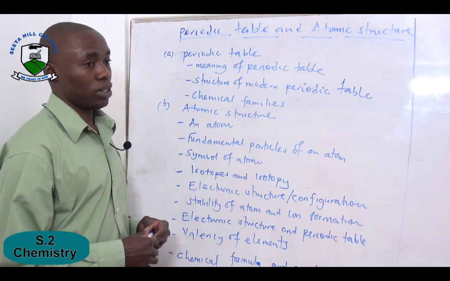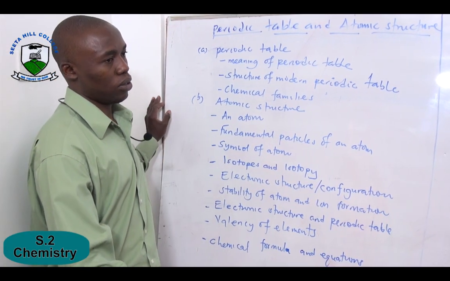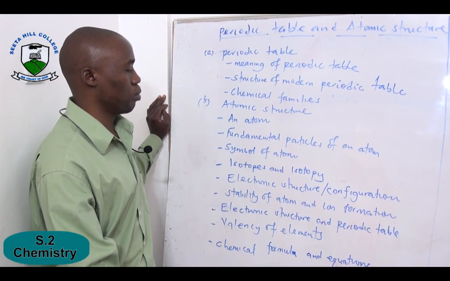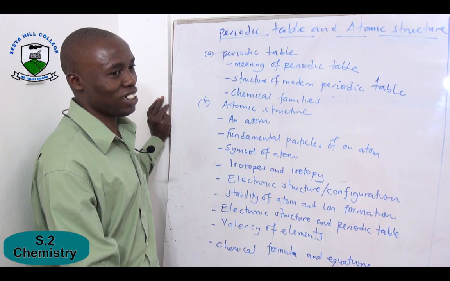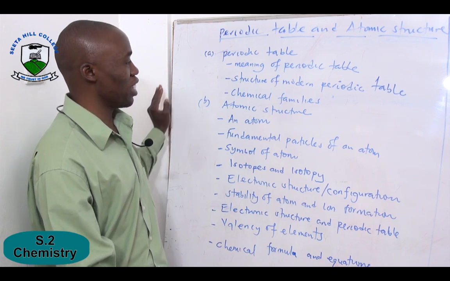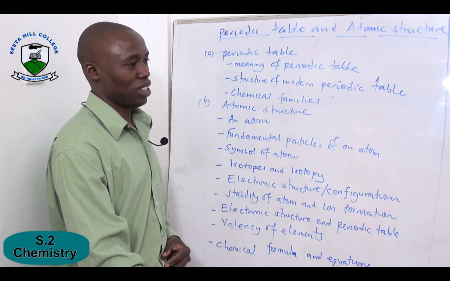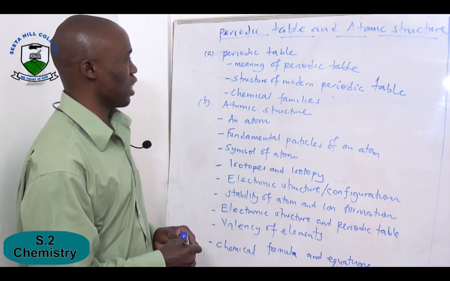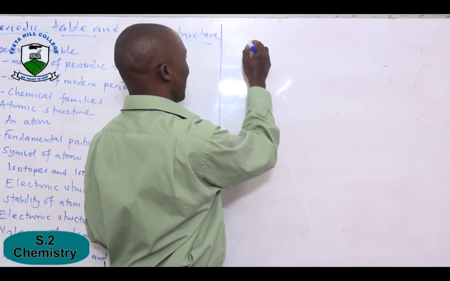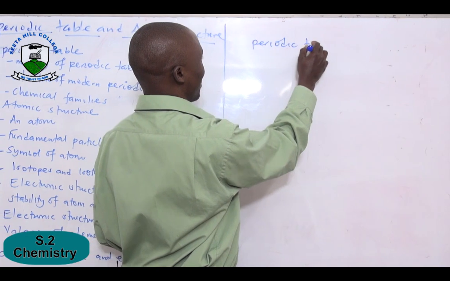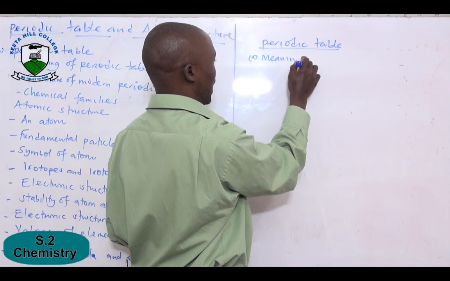That's quite a lot. That means it is costly. You must be attentive and follow the system, because each part takes us to another part, interconnected all through. Let us start with the periodic table and its meaning. Periodic table. Now we want to see what that one means. Meaning.